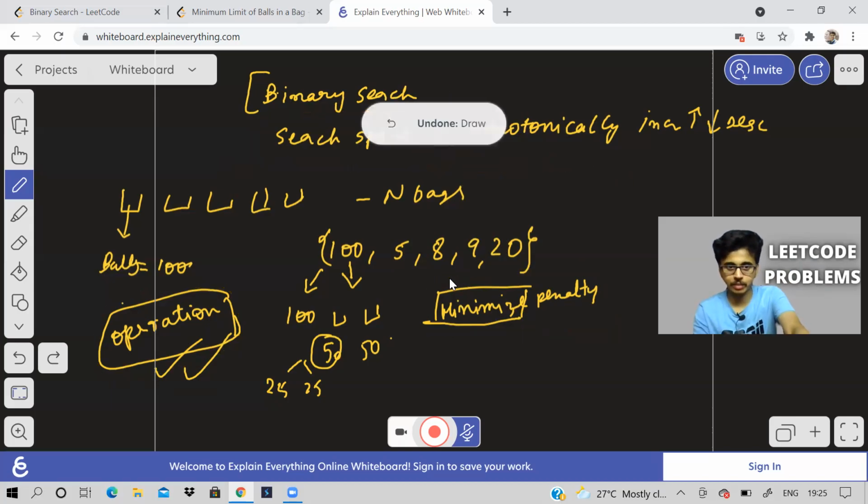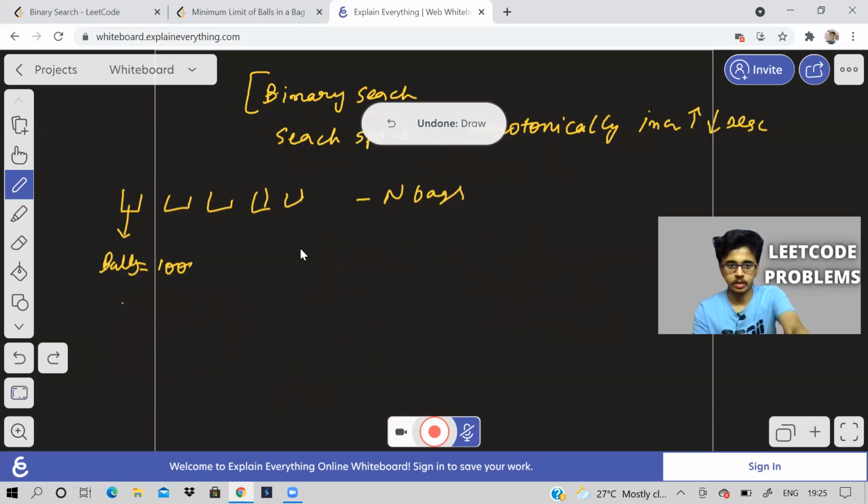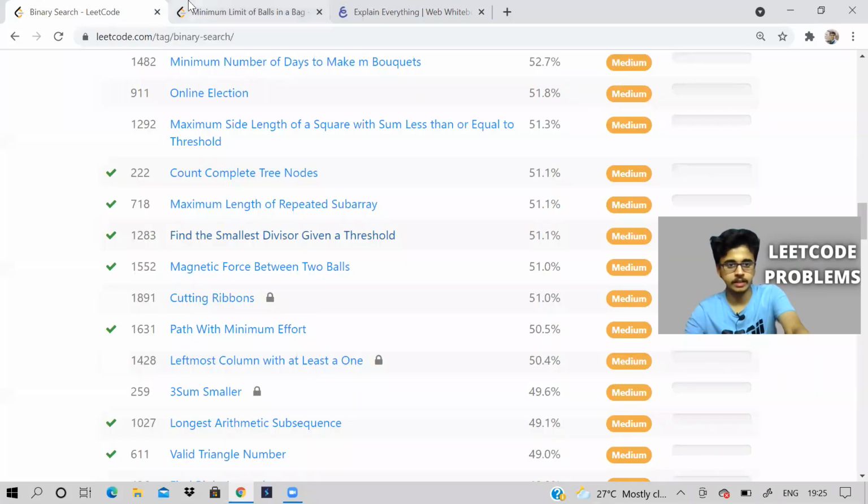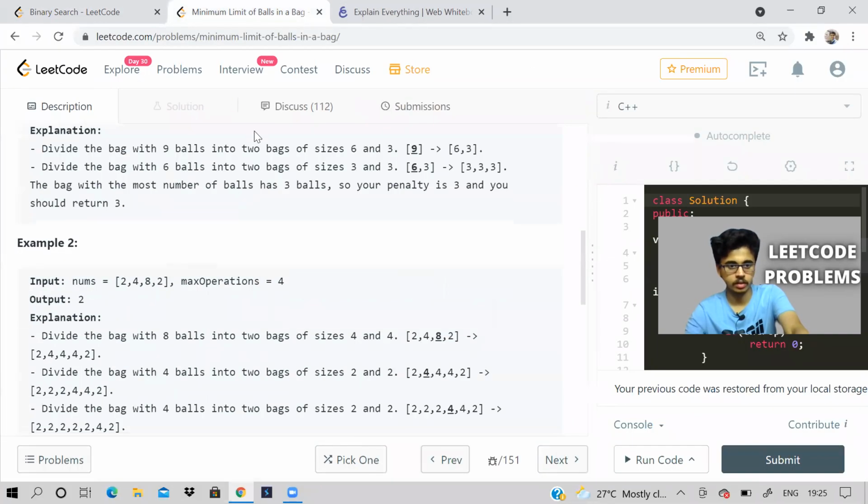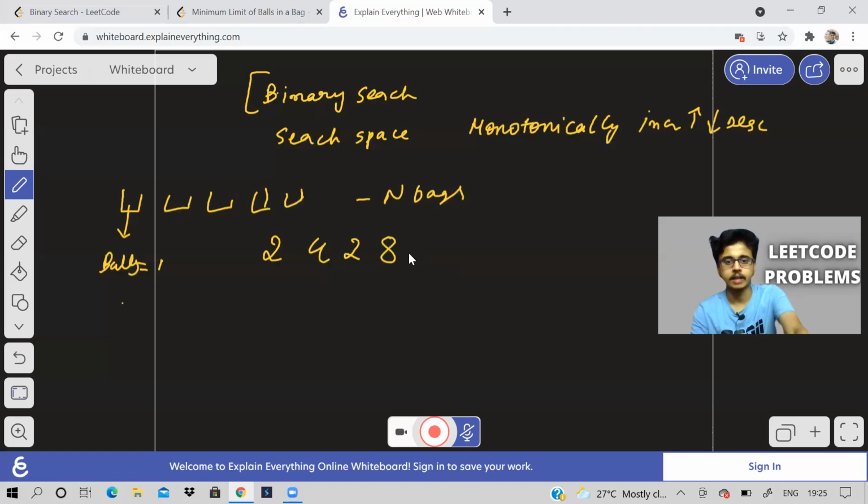So let us take an example here. What I'm trying to say, I will tell you. Suppose the array is something like this, 2, 4, yeah, something like this. So what will be our search space? Whenever we consider a search space, we say lower limit, upper limit. Now you tell me one thing, what is the most desirable thing? That the lower limit is 1. Why? We want each bag to have only one ball. That will be the best possible answer, correct? Because then our penalty will be 1 only.